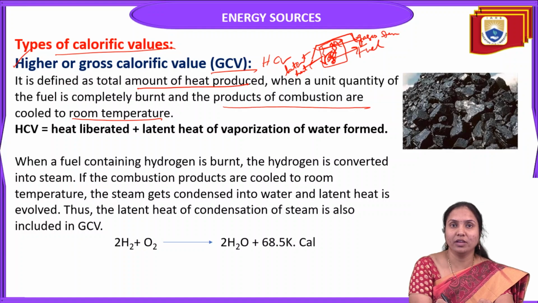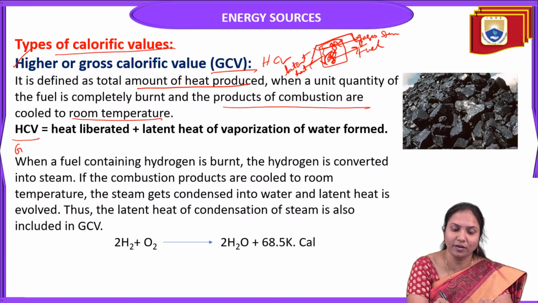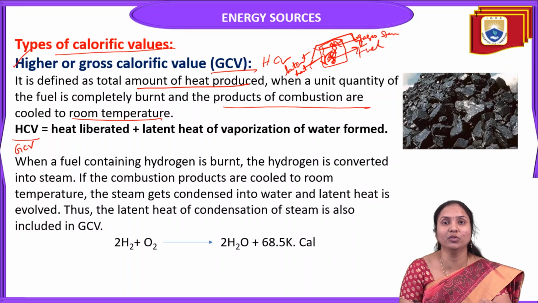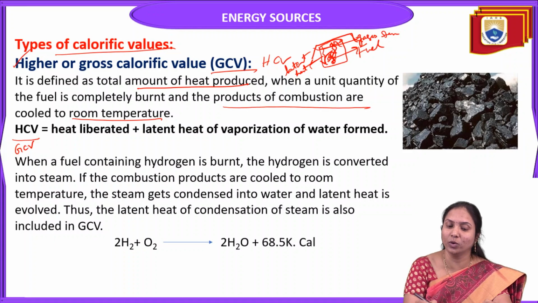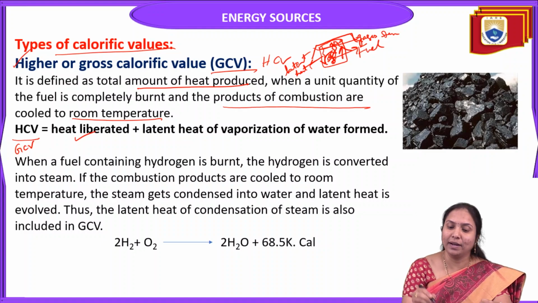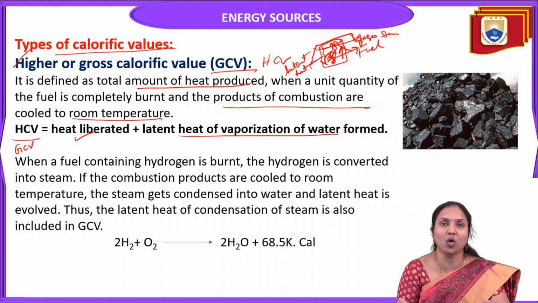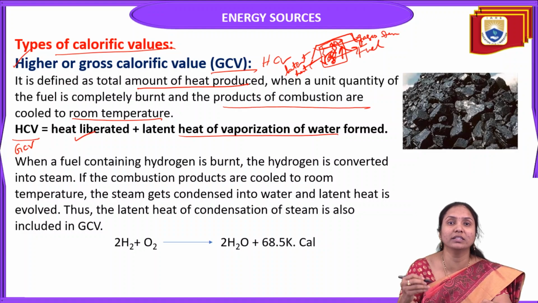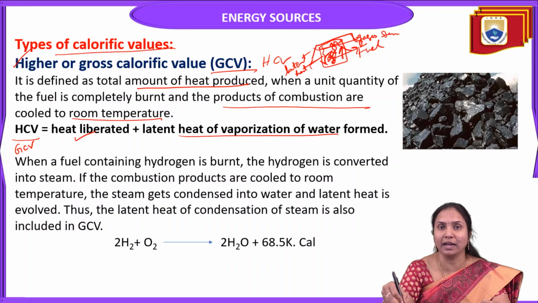So what is the formula we use here? High calorific value, or gross calorific value, equals the heat liberated during the combustion process plus the latent heat of vaporized water formed. That means when we cool the combustion products, the steam condenses back in the combustion chamber, so that is also considered. That is called the latent heat of the vaporized water formed.